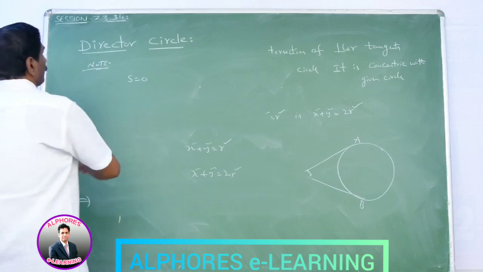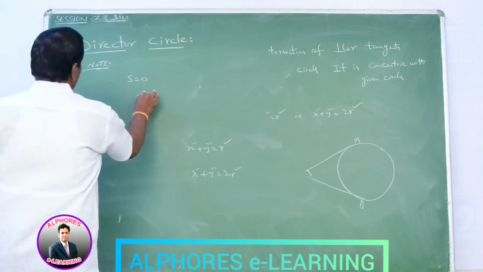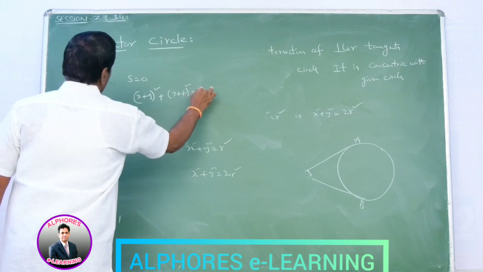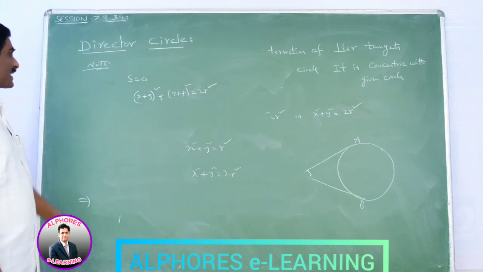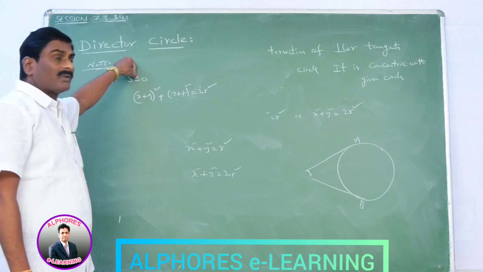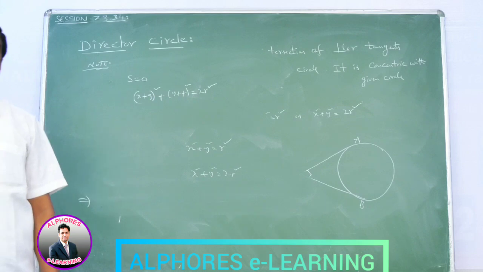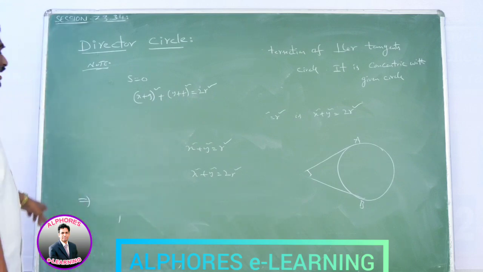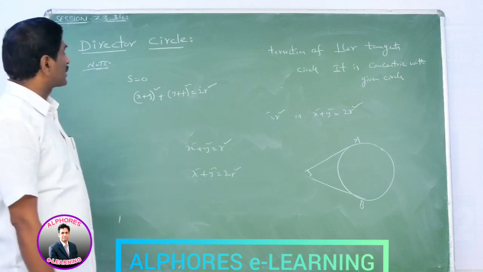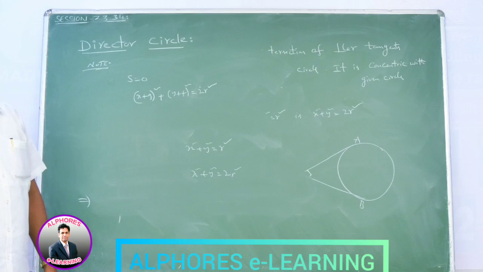So the equation of the director circle to the circle S equal to 0 is x plus g whole square plus y plus f whole square is equal to 2r square. In this case, the center of the circle is minus g, minus f. The center of the given circle is also minus g, minus f. The radius of the director circle is equal to root 2 r. The equation of the director circle to the circle S equal to 0 is x plus g whole square plus y plus f whole square is equal to 2r square, where r is the radius of the given circle S equal to 0.